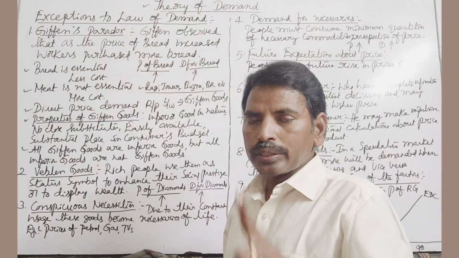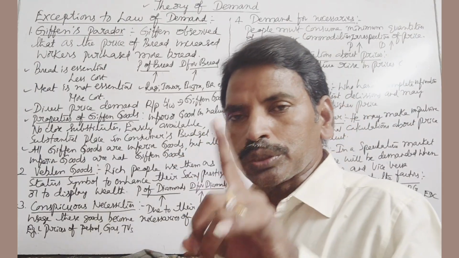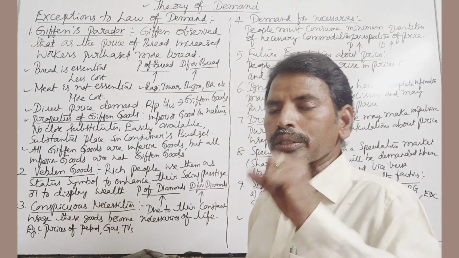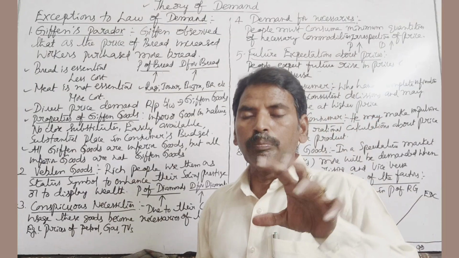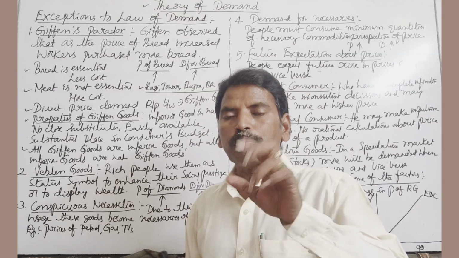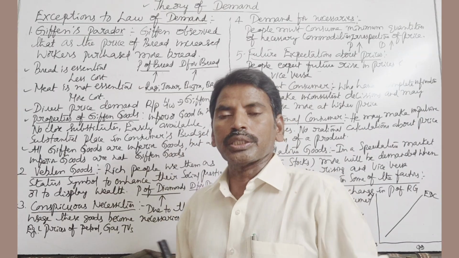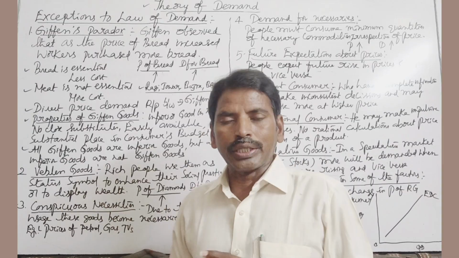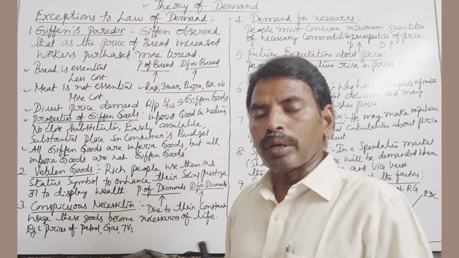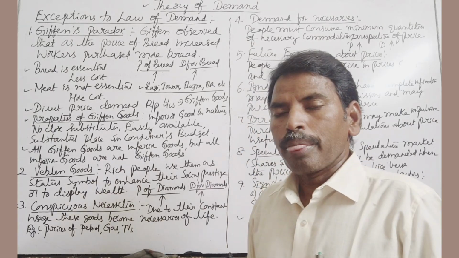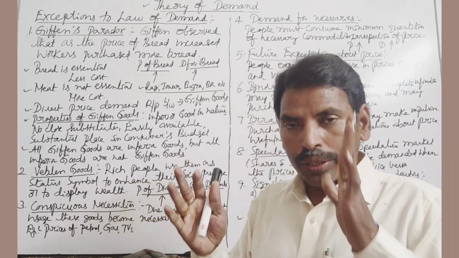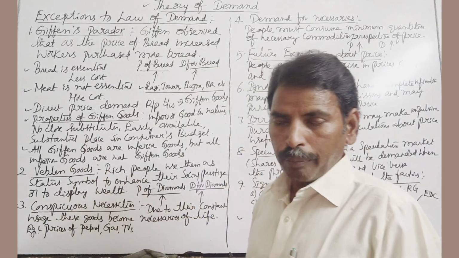So, Giffen's paradox is an exception to the law of demand. Next, the second one is Veblen goods. Thorstein Veblen. Veblen goods are prestigious goods, snob appeal goods, articles of distinction, etc. Thorstein Veblen, in his doctrine of conspicuous consumption, is why these goods are named Veblen goods.